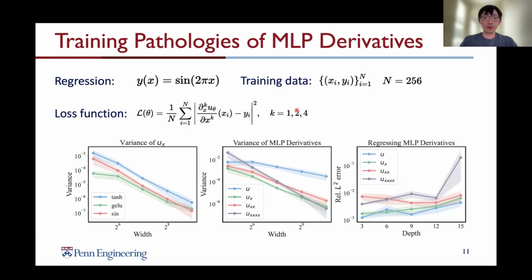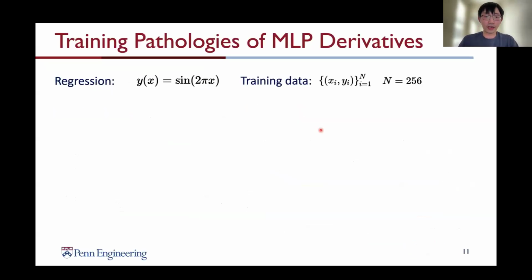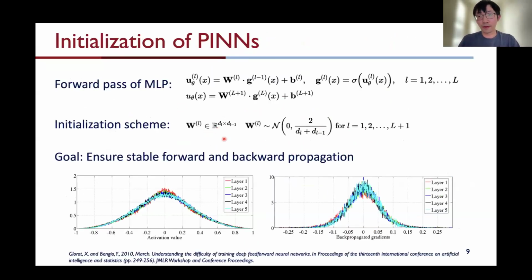Okay, so with these results, we may have such a question: how to resolve these initialization pathologies of PINNs? Of course, you may think that all the issues are coming from the initialization I introduced. How about just changing that? Can we twist this initialization scheme, or find a better initialization scheme to guarantee the trainability of both the network and its derivatives? That's actually a good point, and I spent a long time in this direction.